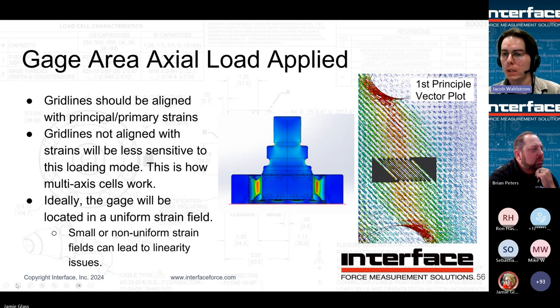It's also something you want to take into account because assembly is never going to be perfect every time, right? So you want to make sure that a gauge that's a little bit high, a little bit low, a little bit to left or right isn't going to throw off the performance of your load cell.